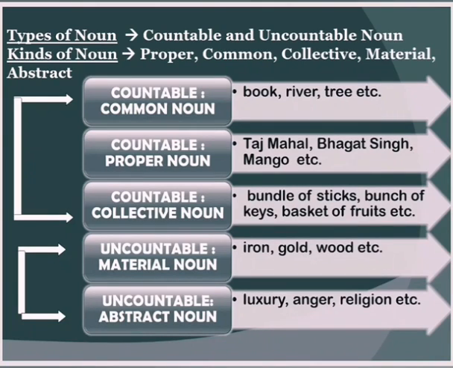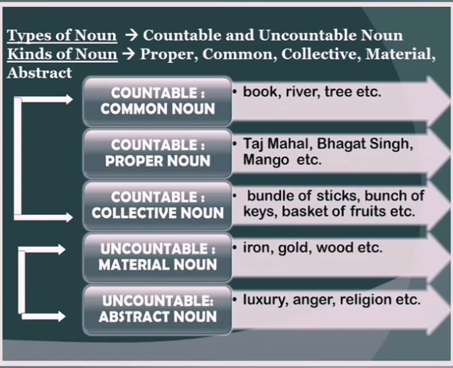Next we come to the various kinds of nouns, and we will try to understand them on the basis of countable and uncountable. There are 5 kinds of nouns. They are proper noun, common noun, collective noun, material noun and abstract noun. Remember this, that common noun, proper noun and collective nouns are countable nouns, and material noun and abstract nouns are generally uncountable in nature. We can refer to the slide and check for the examples.